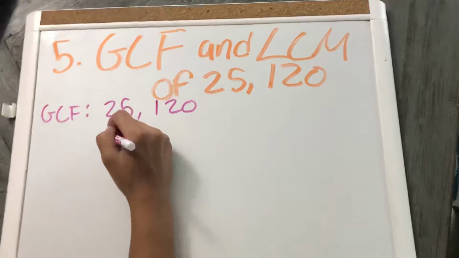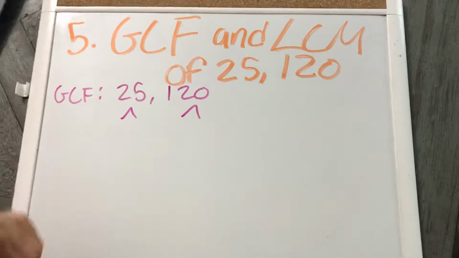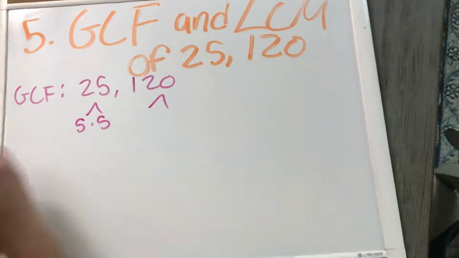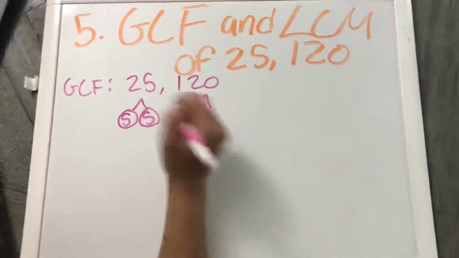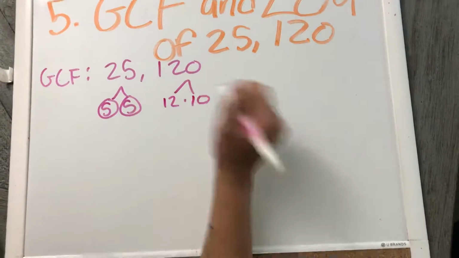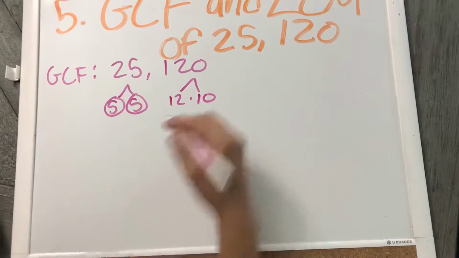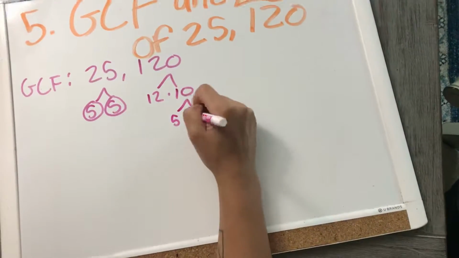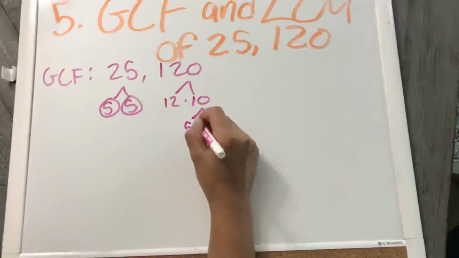All right, let's use our factor trees to break this down. To get to 25, I can multiply 5 times 5. Both of those are prime. Okay, now to get to 120, I can multiply 12 times 10. Both of these must still be broken down some more. To get to 10, I can do 5 times 2, where both of those are prime.